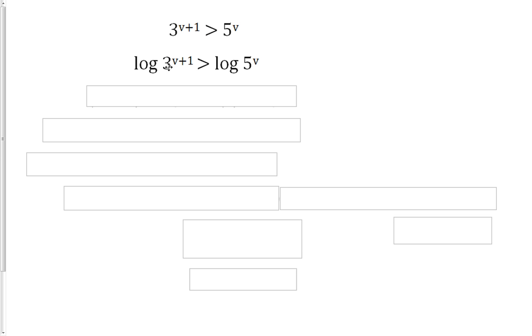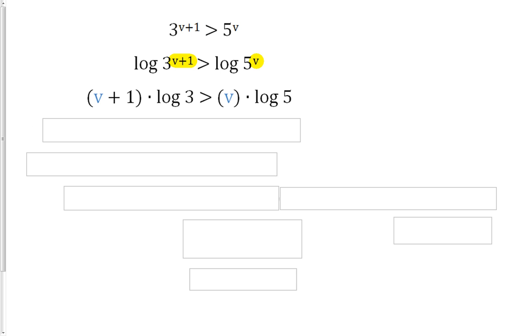So take the log of the left, 3 to the v plus 1 power, and the log of the right, 5 to the v power. Once we do that, we're going to look at our exponents, our v plus 1 and our v here, and we're going to move those as coefficients out front, because when we have logarithms, we can do that. So let's take that v plus 1 and make it a coefficient out front. Take that v, make it a coefficient out front, and multiply it by what remains of our logs. That's the handy little property of logarithms that will allow us to solve this inequality.